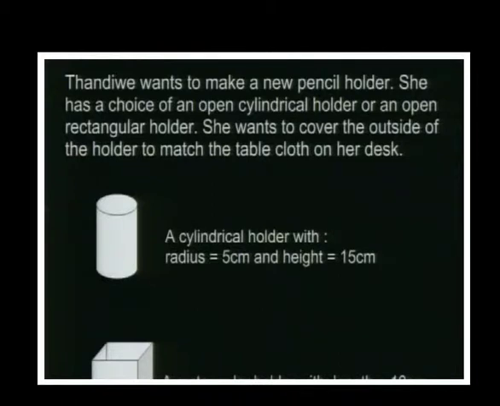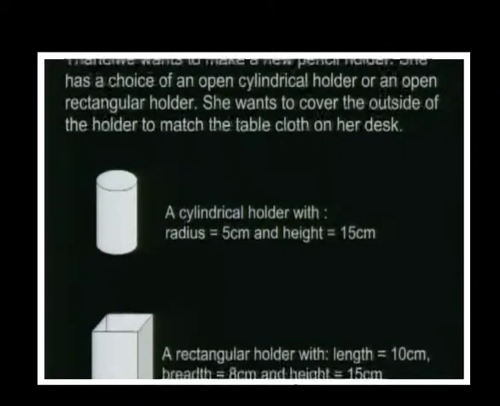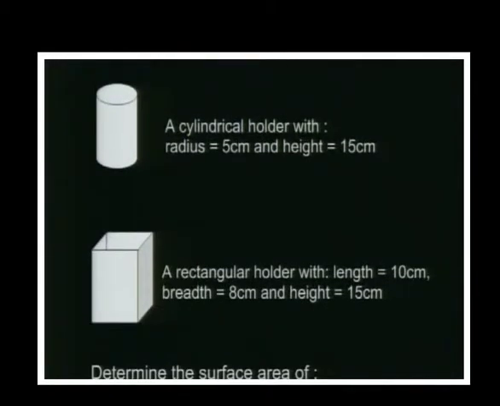Tandiwe wants to make a new pencil holder. She has a choice of an open cylindrical holder or an open rectangular holder. She wants to cover the outside of the holder to match the tablecloth on her desk. So here's our containers. We have a cylinder. There it is. It has a radius of 5 centimeters.